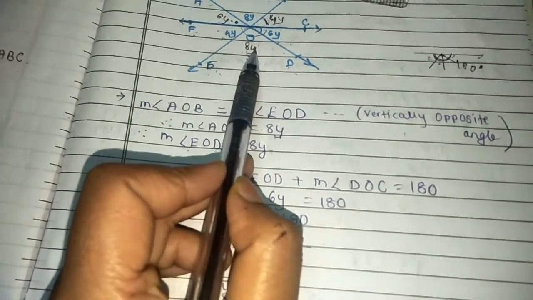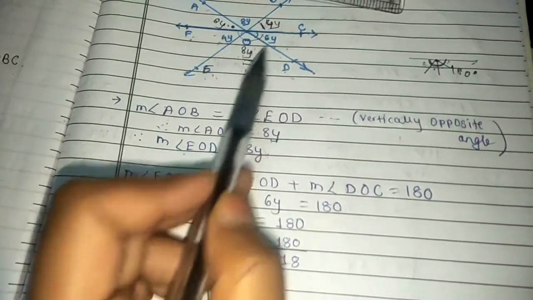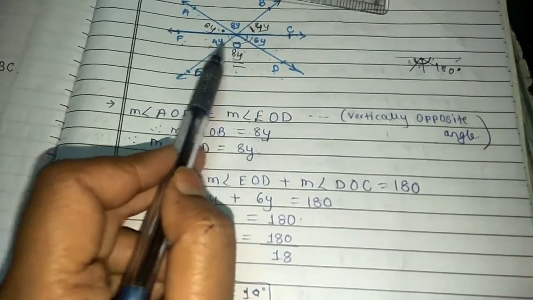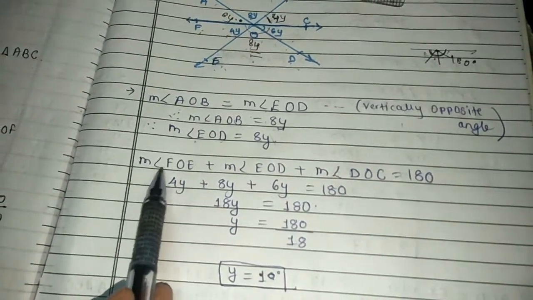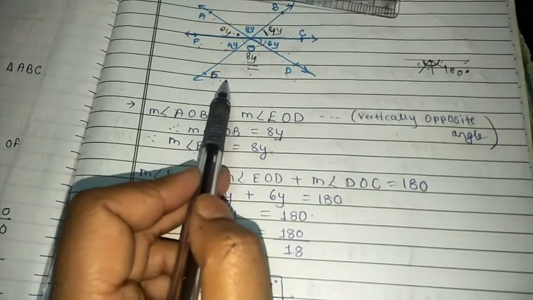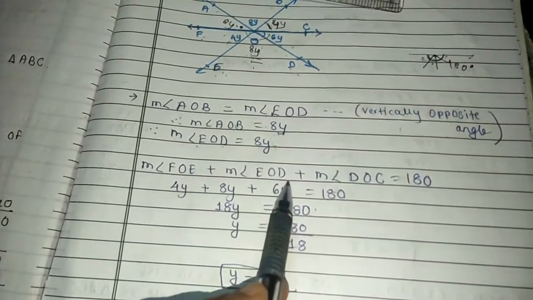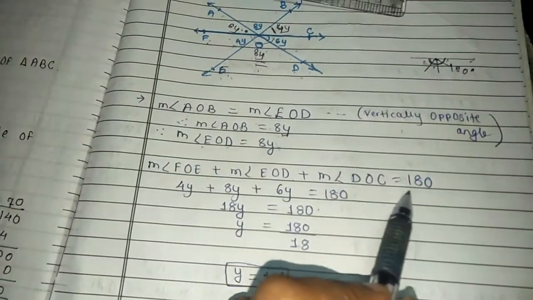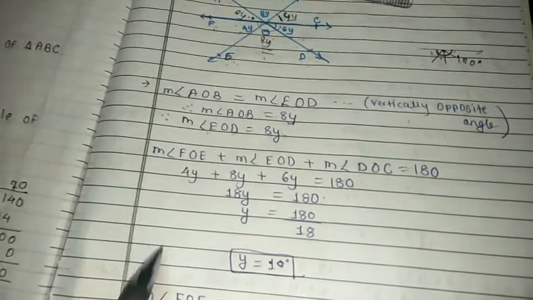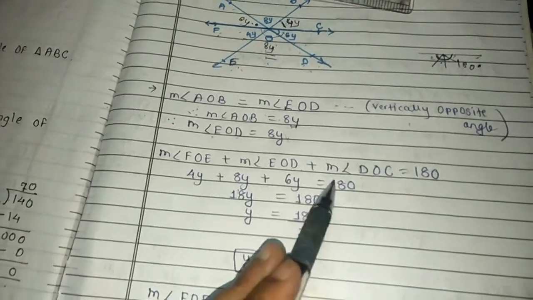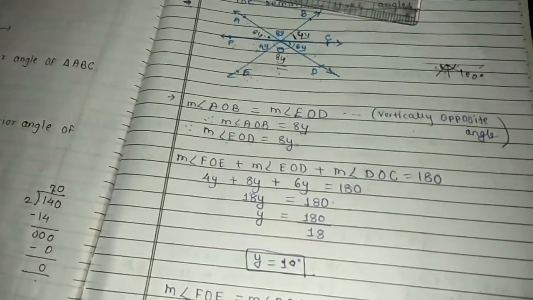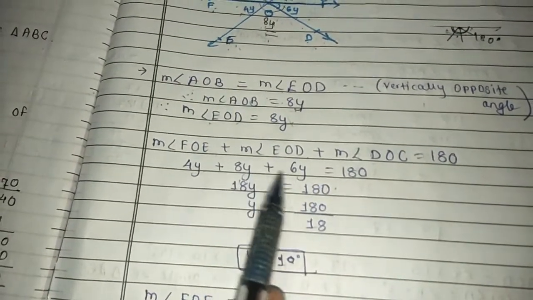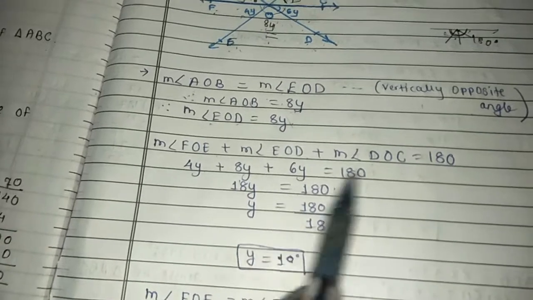Now see, we got 8y degree, so this plus this plus this, three angles, is equal to 180 degree. This angle's name is FOC. So angle FOE plus angle EOD plus angle DOC is equal to 180 degree. FOE is 4y, EOD is 8y and DOC is 6y. We substituted their values and it is equal to 180. So this 4y plus 8y plus 6y is equal to 18y, which equals 180.